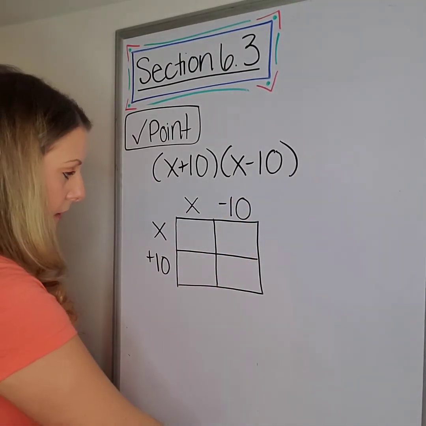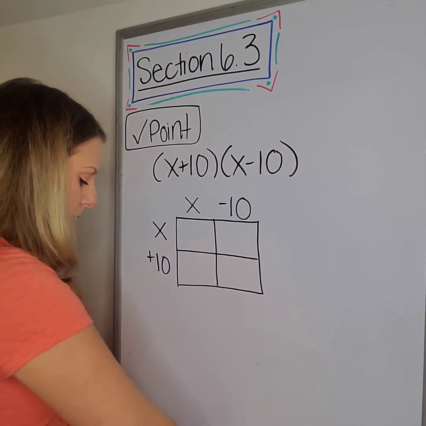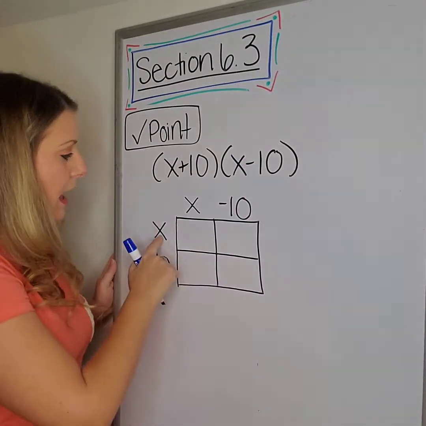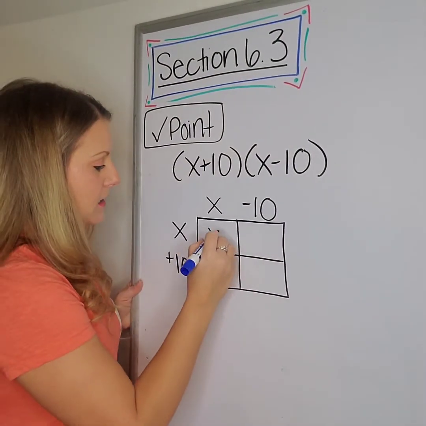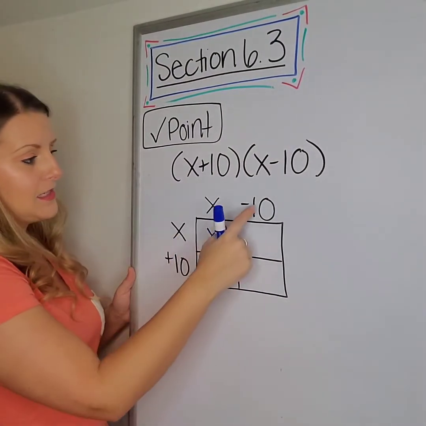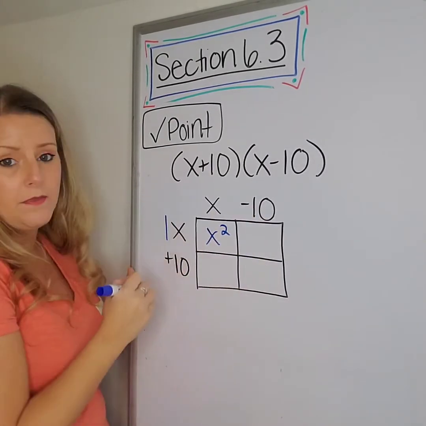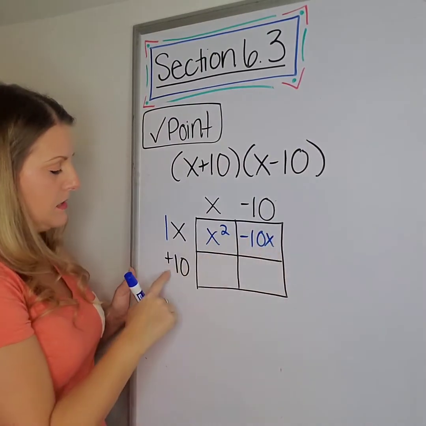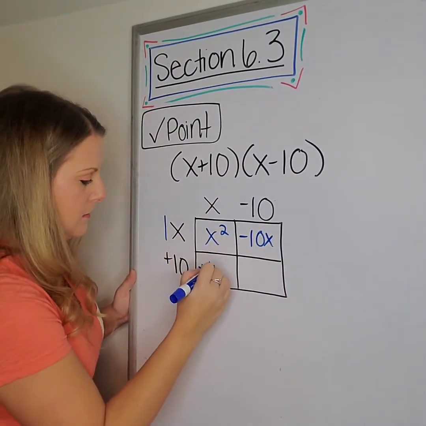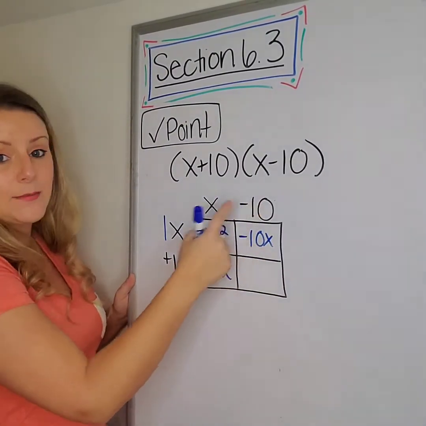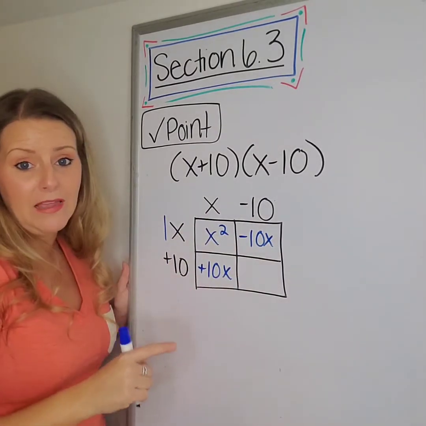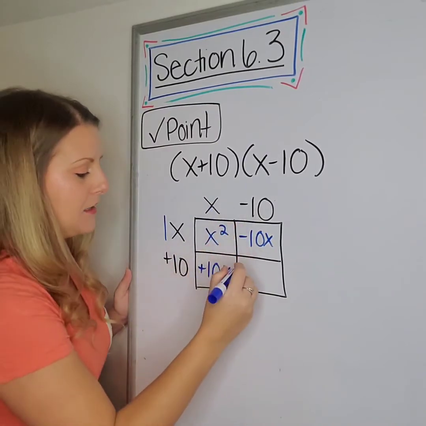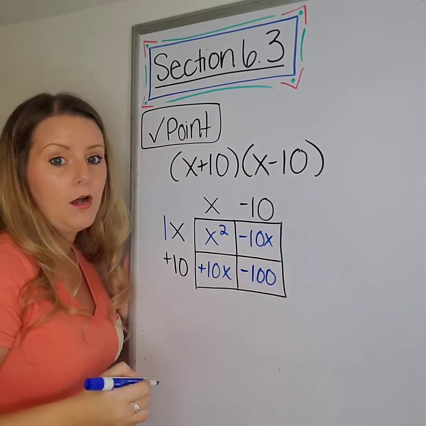So now I'm going to fill in the boxes. And at this point, I've done this enough where I don't need those ones anymore. So I'm just going to do x times x is x squared. x times negative 10, it's just like a 1 there, okay? So it's like negative 10x. This is like positive 10x. And 10 times 10, be careful. You're multiplying this. People forget and they try to add them. Make sure it's 10 times negative 10, which is negative 100.